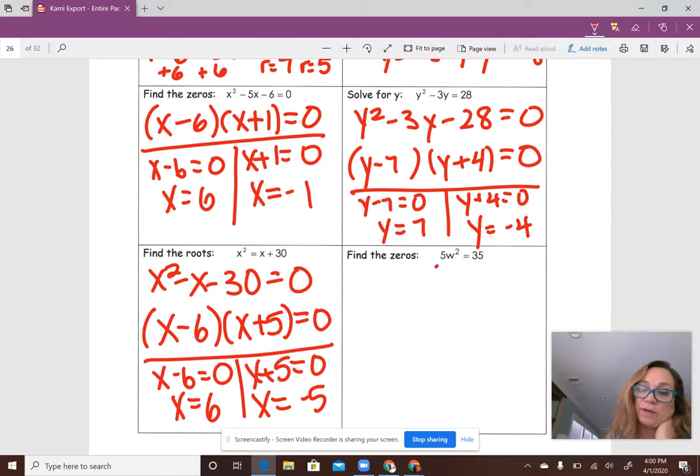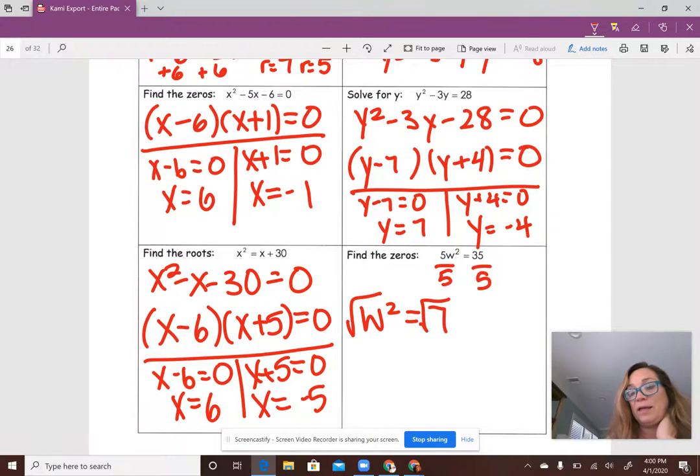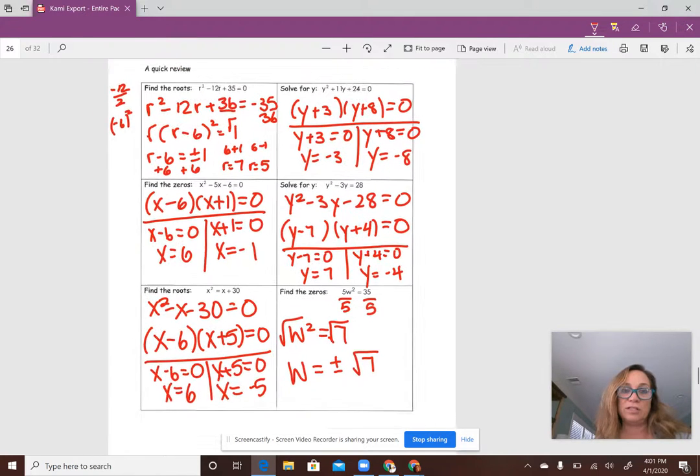All right, so I'm going to divide by 5. That gives me w squared equals 7. 7 is a nice number, but when you try to find the square root of 7, that is going to be irrational. So you get w equals plus or minus radical 7. Nothing against the radical 7. It's not bad. It's just irrational.